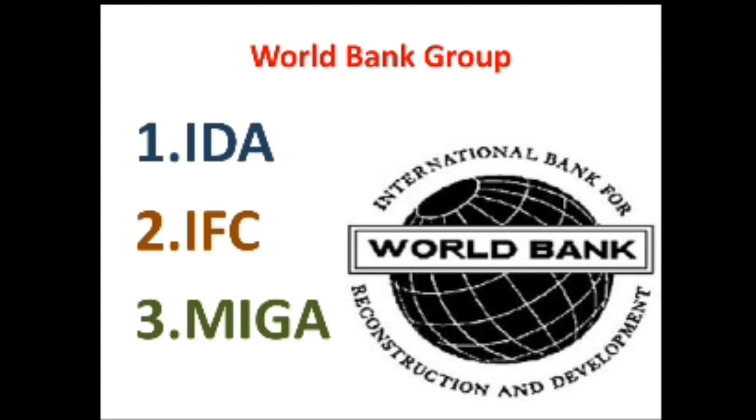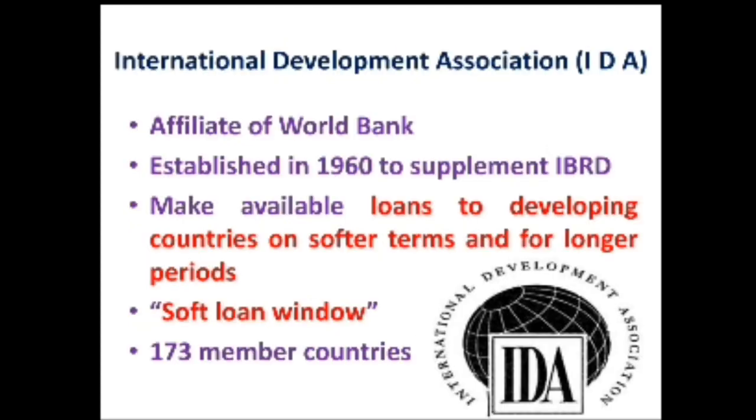We have International Development Association, IDA, International Finance Corporation, IFC, Multilateral Investment Guarantee Agency, MIGA. Now let us examine these World Bank institutions in a bit of detail. IDA is an affiliate of the World Bank established in the year 1960 to supplement the objectives of IBRD.